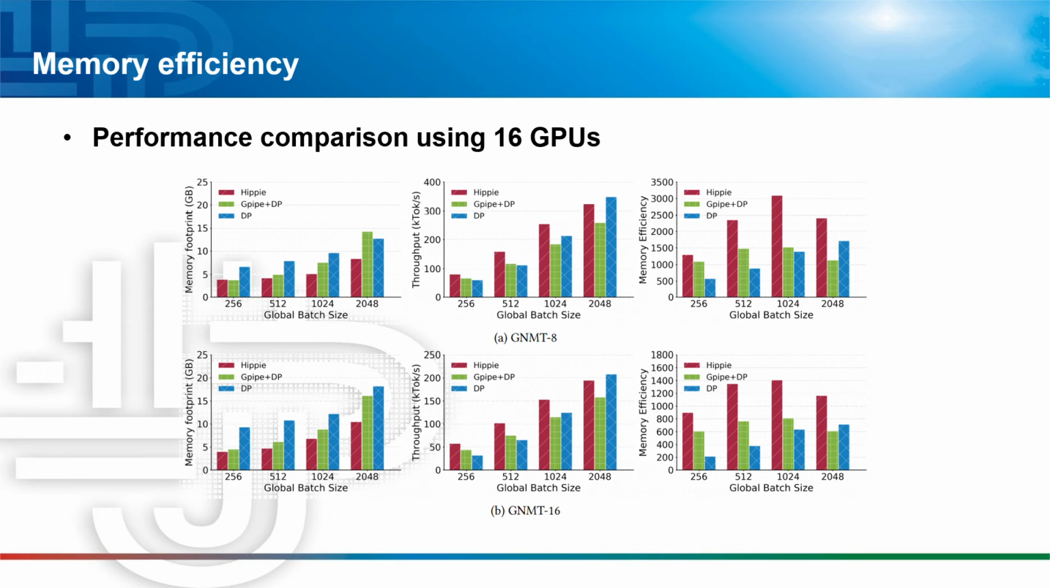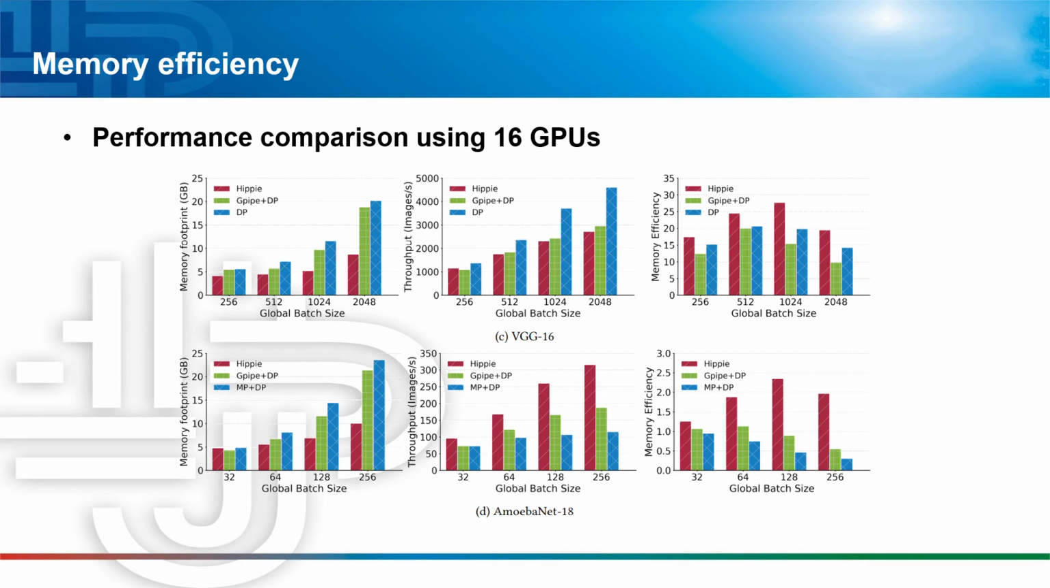The GPipe plus DP has the lowest performance. The model size of VGG is slightly smaller than GPT16. In training VGG, most communication operations could be covered through DP overlap, resulting in high throughput, but DP consumes more memory. Finally, Hippie achieves up to 1.38 times memory efficiency compared to DP.